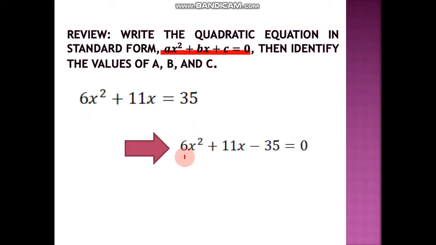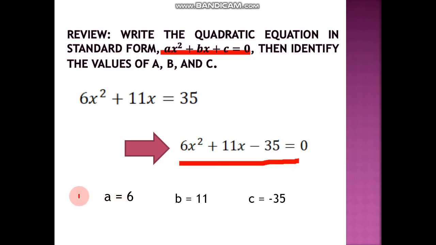Like this, 6x squared plus 11x minus 35 equals 0. And now this equation is in standard form. We can identify the values of a, b, and c. Our a is 6, our b is 11, and our c is negative 35.